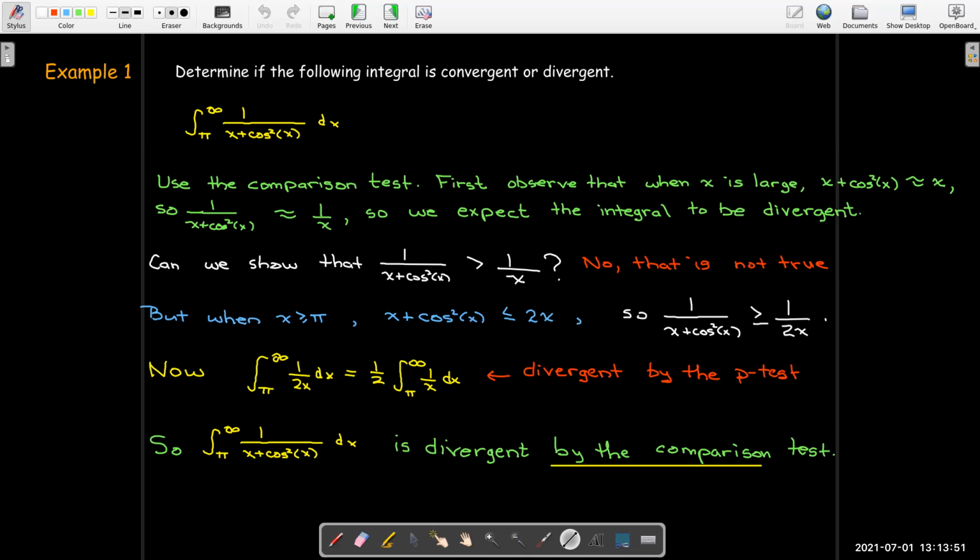Now, it's important to note that when we write down these conclusions, we want to include the phrase by the comparison test. And we're going to see in another chapter that we're going to have multiple tests. So we should start developing the habit of writing down what test we're using or justifying why we're saying it's either convergent or divergent. So here, with the small guy, I said he's divergent by the p-test, and then concluded that the bigger function, or the integral of the bigger function, is divergent by the comparison test.